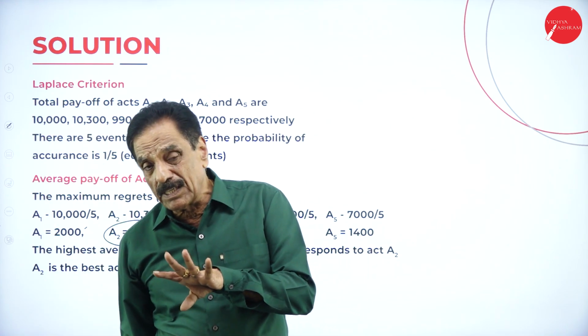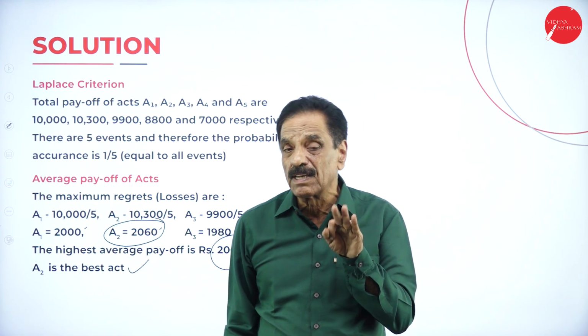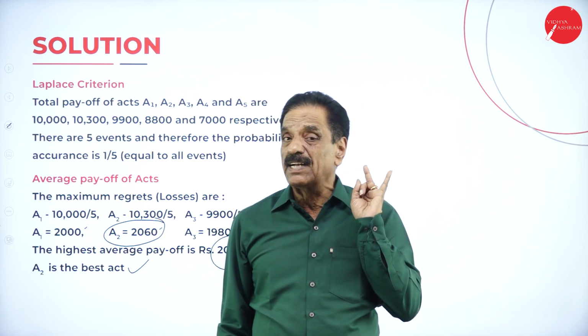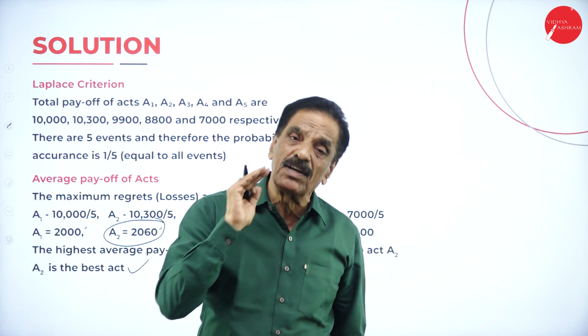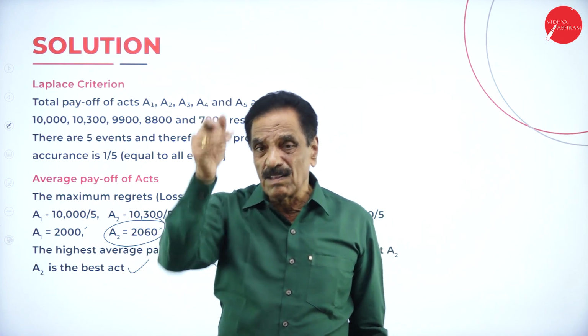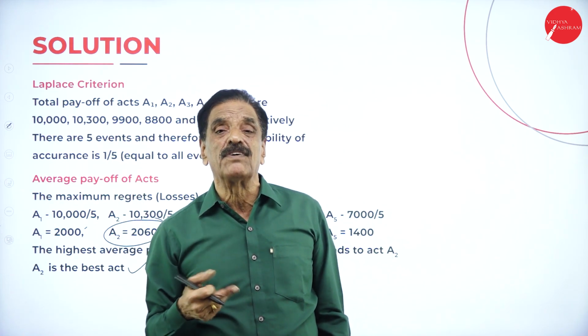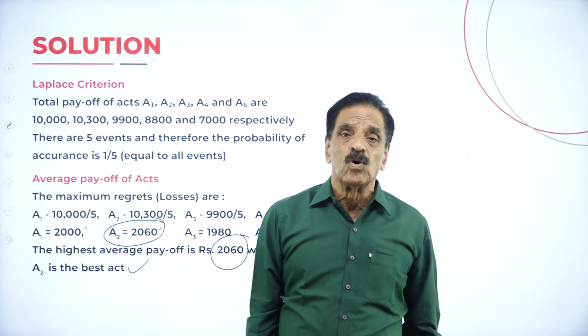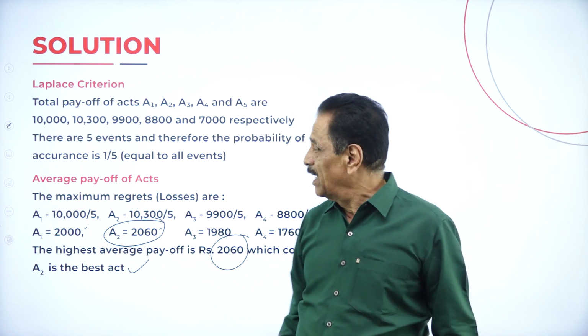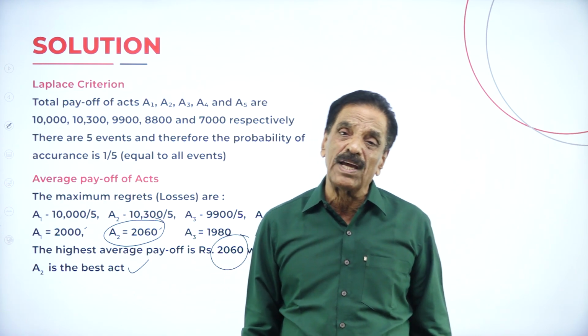So we have got three methods today. One is Maximax, one is Minimax, that is the opportunity loss table. One is called the Laplace criterion. We have done it: add all the alternatives, divide by the number of events, that's all. Whichever is highest, select it, that is the best act. Hope you understand. Today I have gone in detail, slowly I have done.